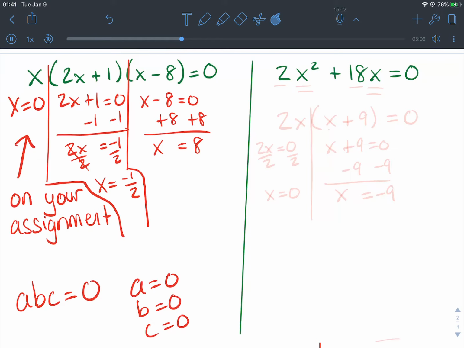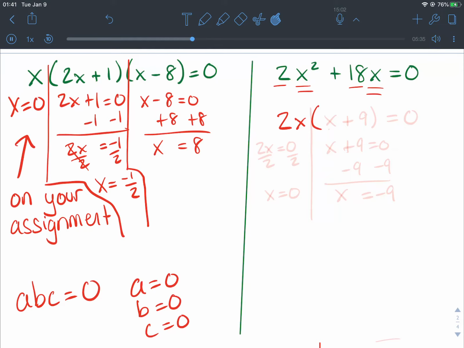Moving on, here's a question that we need to get in the habit of seeing and understanding. It will not be on the assignment, but it's really good to know how to do a question like this. Well, I'm looking for common factors. So what goes into both 2 and 18? And the answer is 2 goes into both of them. And then these have how many x's in common? They both have one x in common.